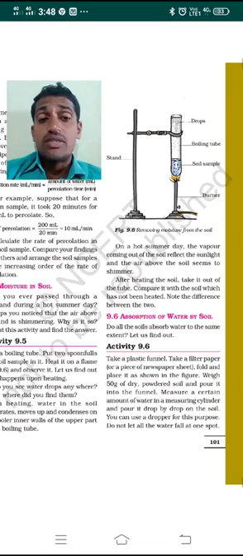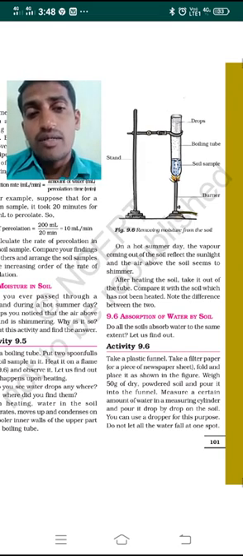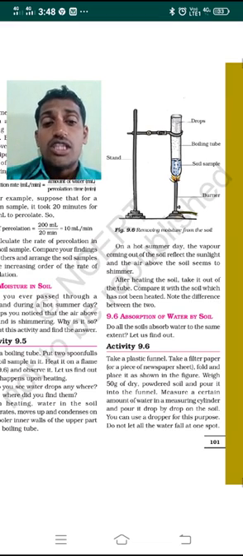The same thing happens on a hot summer day. The soil is getting heated up due to the heavy sun. The vapor coming out of the soil reflects the sunlight. That hot air coming out of the soil reflects the sunlight, and the air above the soil seems to shimmer. That's why the air above that particular soil seems to shimmer.